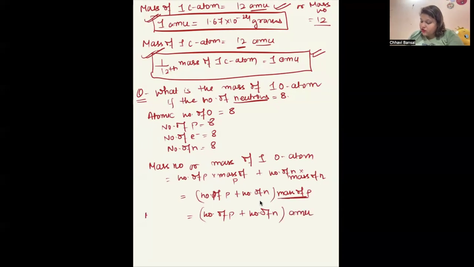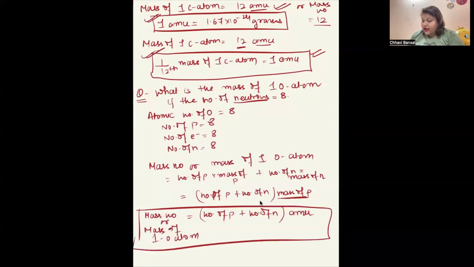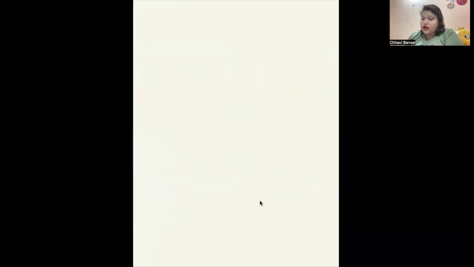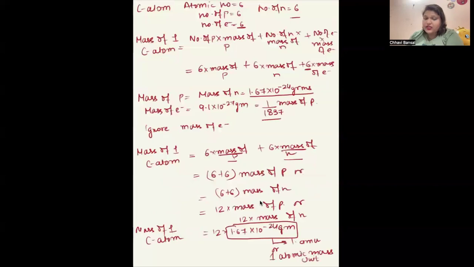So this is a general formula, mass number or mass of one oxygen atom. Like if we remove AMU from here, it becomes mass number. If you put AMU, it becomes mass of one oxygen atom or mass of any element, basically. So for oxygen, can we write is equal to 8 plus 8, which is 16 AMU. Fine.